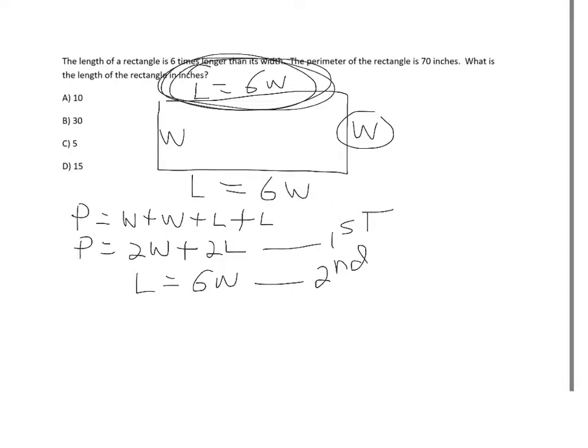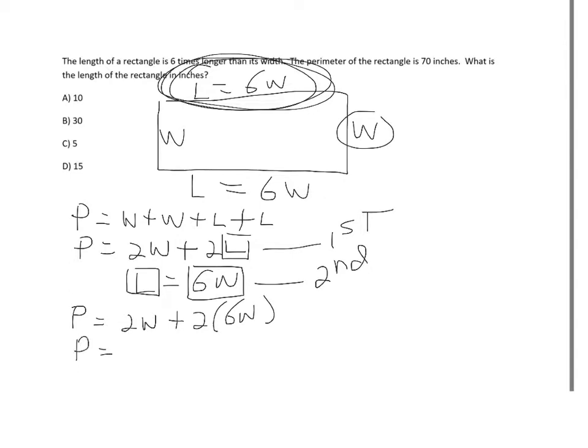All right. Well, guess what? We have L that's alone, right? And L is 6W. Well, guess what then? We will substitute it for L in the first equation, all right? So P equals 2W, all right, plus 2L. Oh, L is 6W. There you go. So P equals 2W, okay, plus 12W.